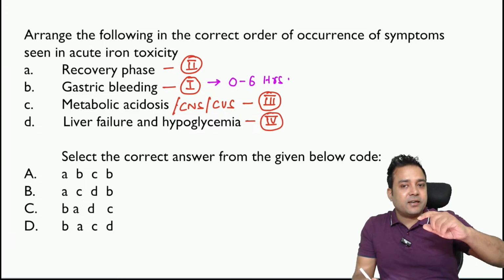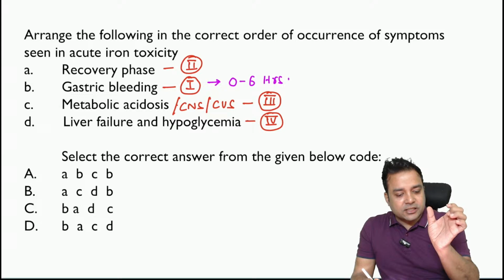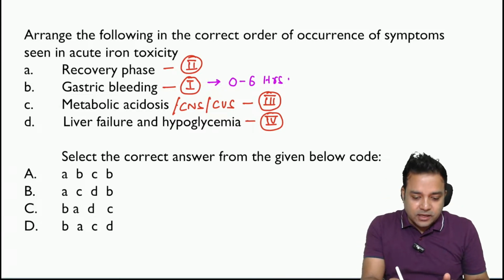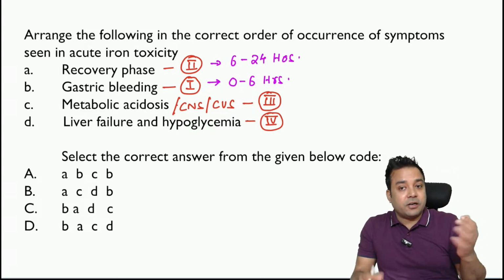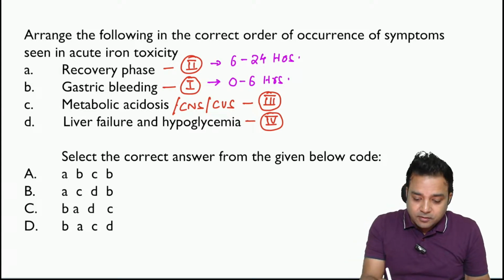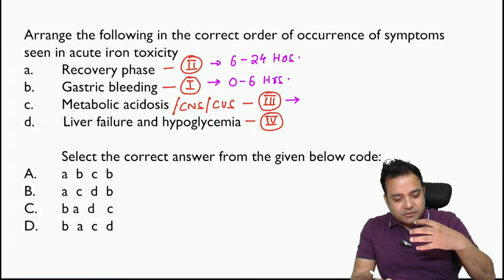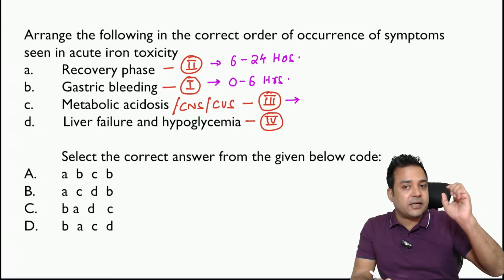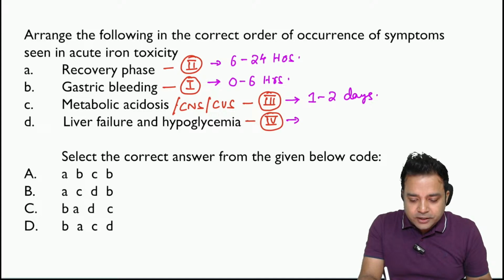Some students said that the timelines were also given, so you should remember the timelines. In the initial 6 hours, GI findings. Then from 6 to 24 hours, meaning till 1 day, it will appear that the person has recovered. Liver tries to compensate, but eventually the person will go into metabolic acidosis. He will present with hypotension because of gastric bleeding episodes between 1 to 2 days. And between 2 to 4 days, his liver will be damaged.